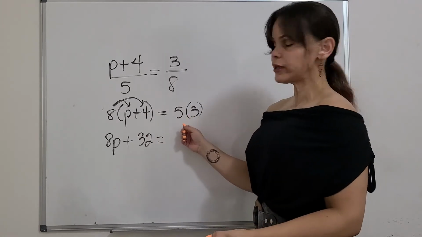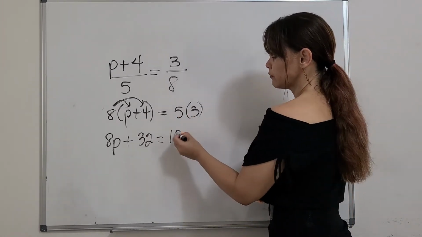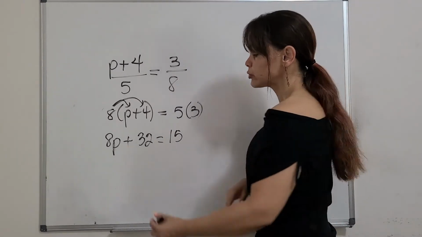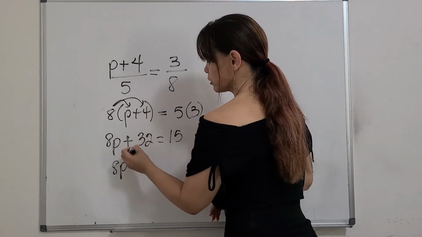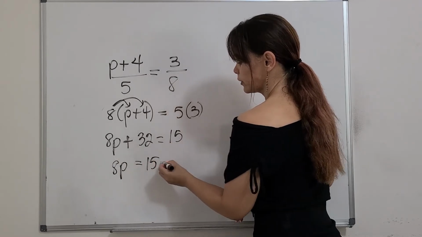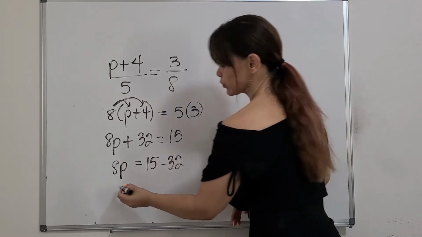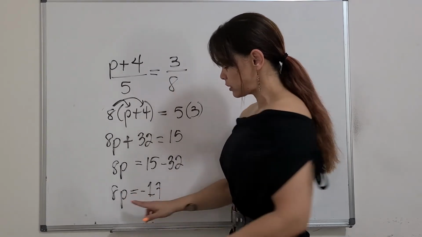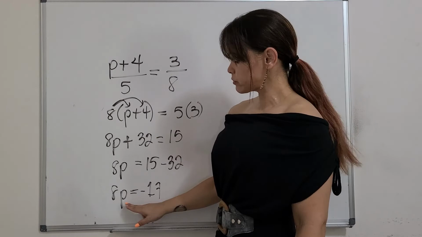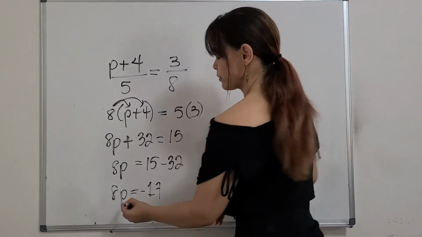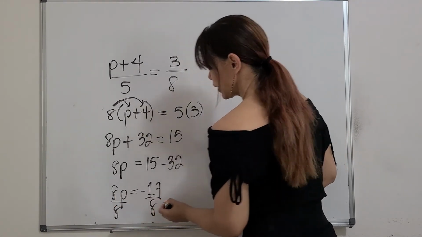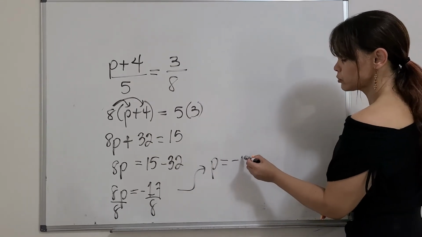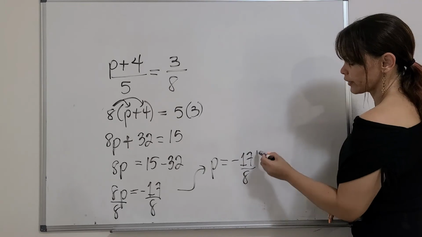And just simplify a little bit here. So 5 times 3 is going to be 15. And continue solving for p. So it's added 32, so I'm going to subtract 32. So it's going to be 15 minus 32, which is going to be negative 17. And last but not least, I need to solve for p, so it's multiplied by a, we divide by a. And now we have the solution for this proportion. p is going to be equal to negative 17 over 8.